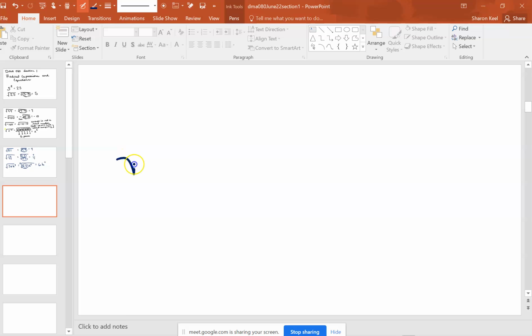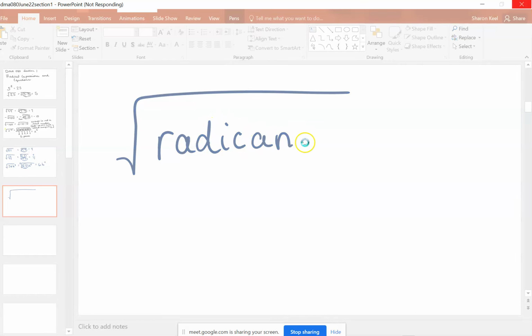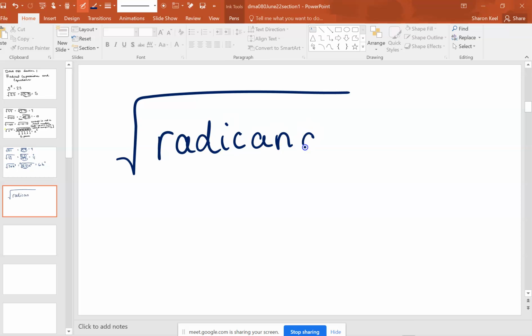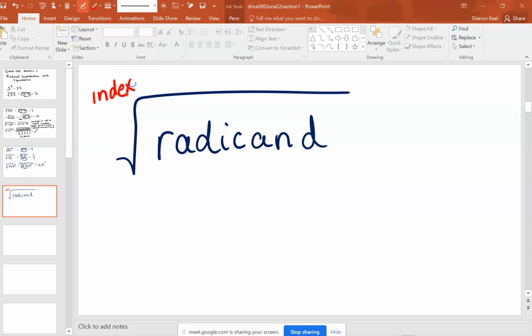So let me come back here and let me show you that. The number that goes underneath the radical, we call that number the radicand. The numeral that would be placed here in front is called the index. It would go in that little location here. The symbol that is drawn around is called the radical sign.